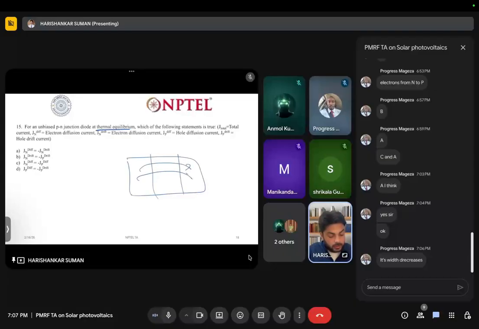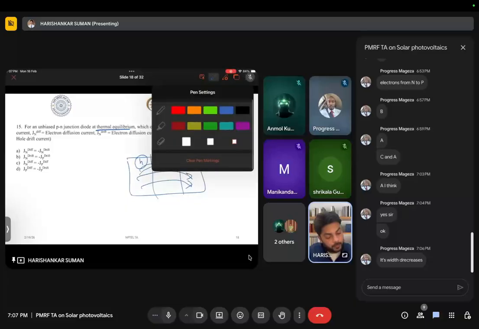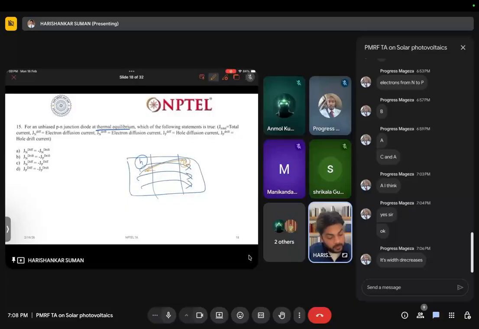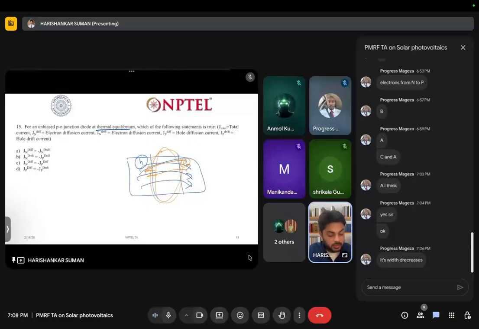Diffusion will occur initially. Let's say holes and electrons. Electrons diffuse and make this depletion layer, and first is the diffusion current. Let's say some minority charge carriers, due to thermal fluctuation, make electron-hole pairs here.